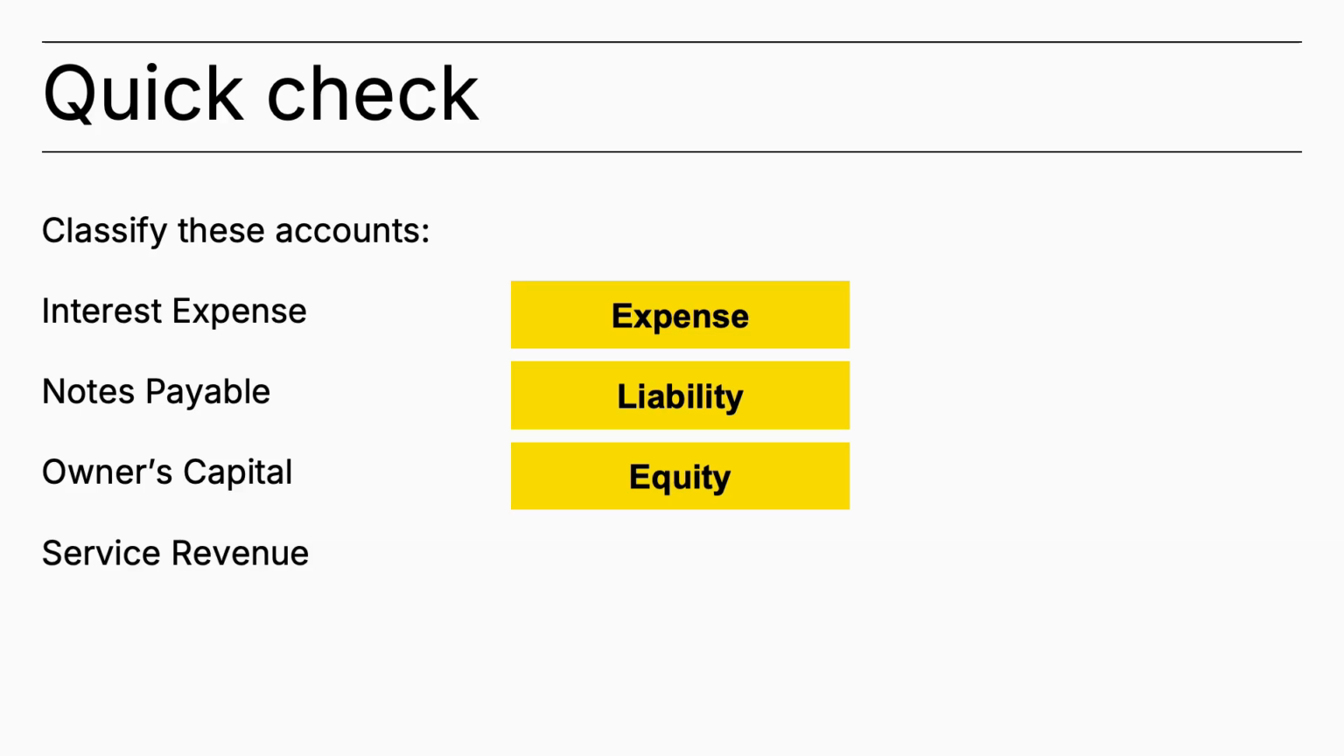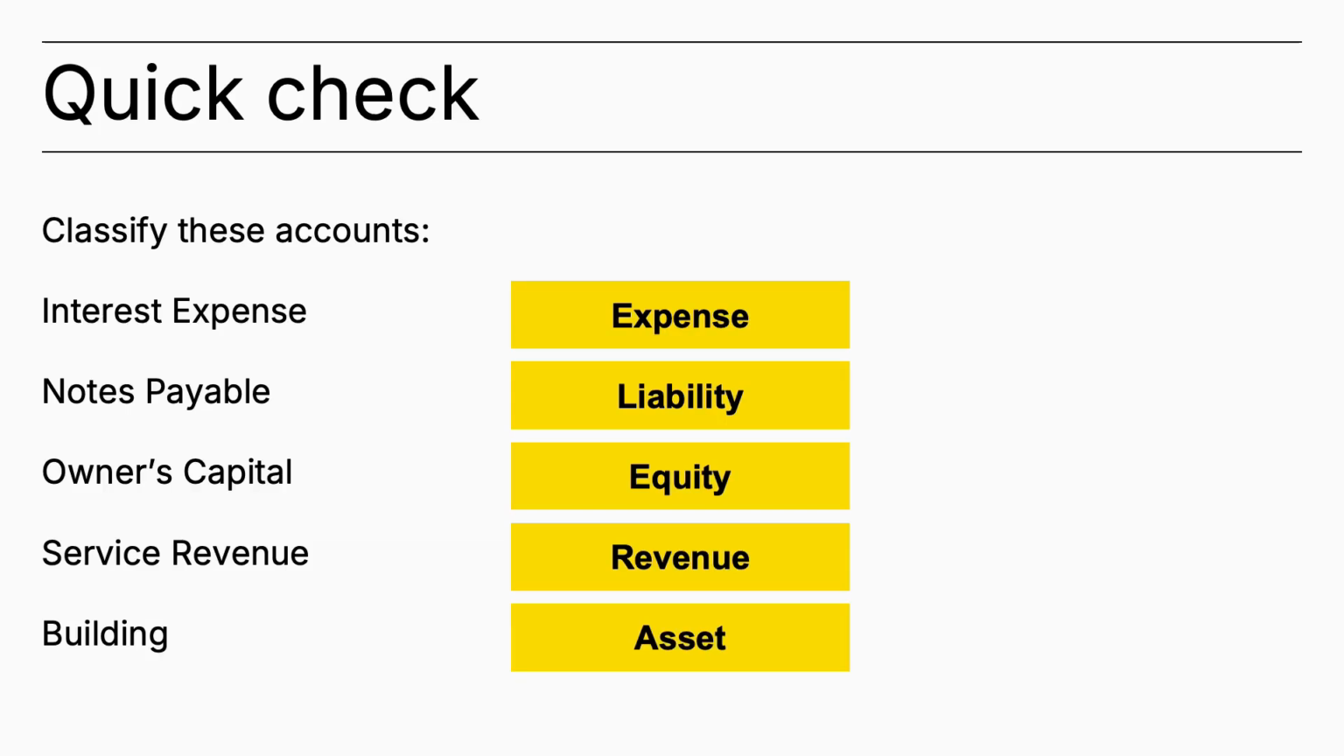Service revenue. Service revenue belongs to the revenue category because it represents income earned from providing services to customers. Building. Building belongs to the asset category because it is a resource owned by the business that provides future economic benefits.